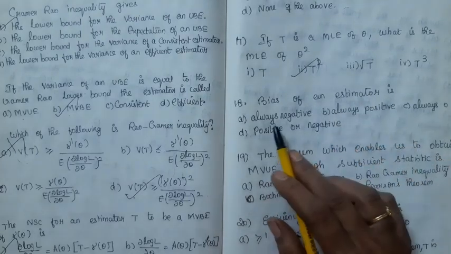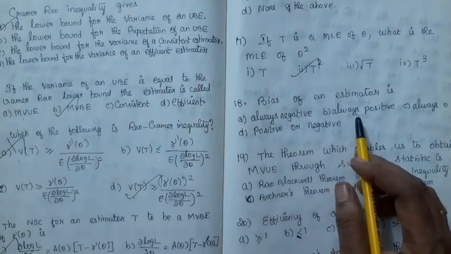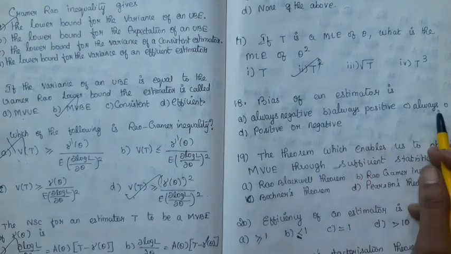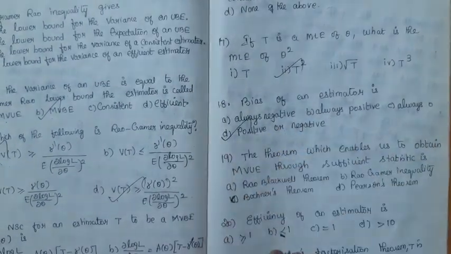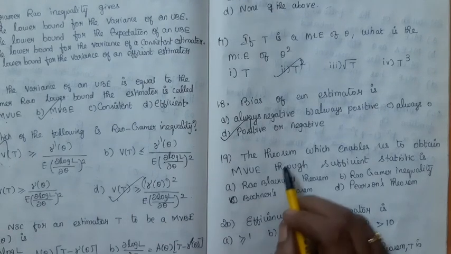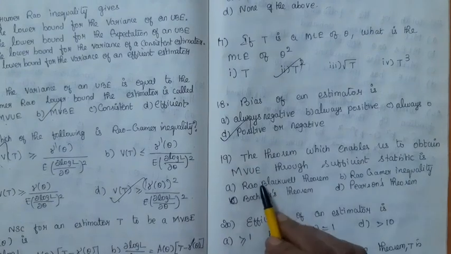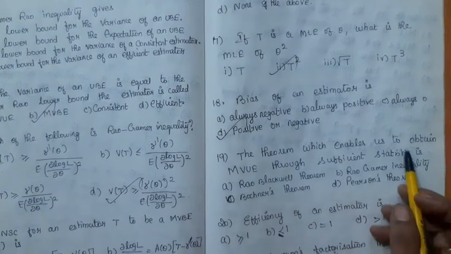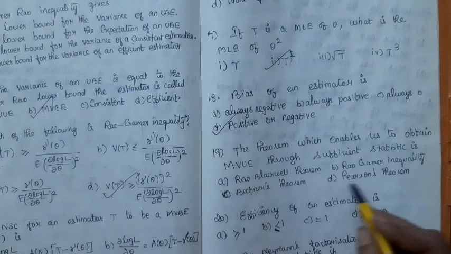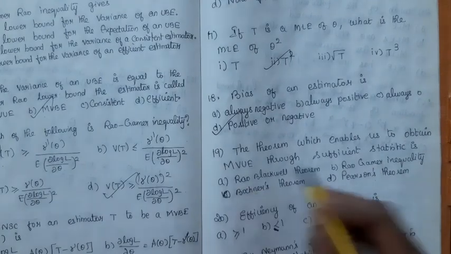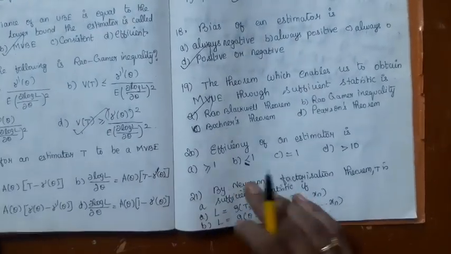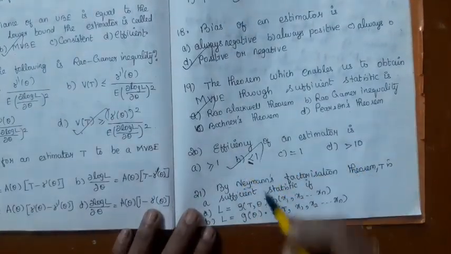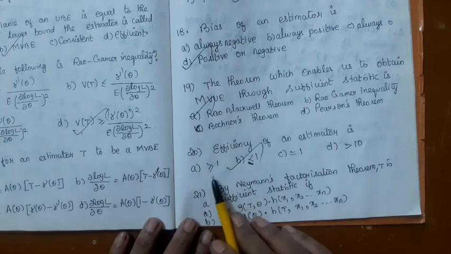Bias of an estimator is always negative? You cannot say always positive. No. Always 0? Definitely no. It can be positive or negative, and an estimator can be negatively biased or positively biased. The theorem which enables us to obtain the MVUE through a sufficient statistic is: Bogner's theorem, Pearson's theorem, Rao-Cramer inequality, or Rao-Blackwell theorem. Efficiency of an estimator is always less than or equal to 1.